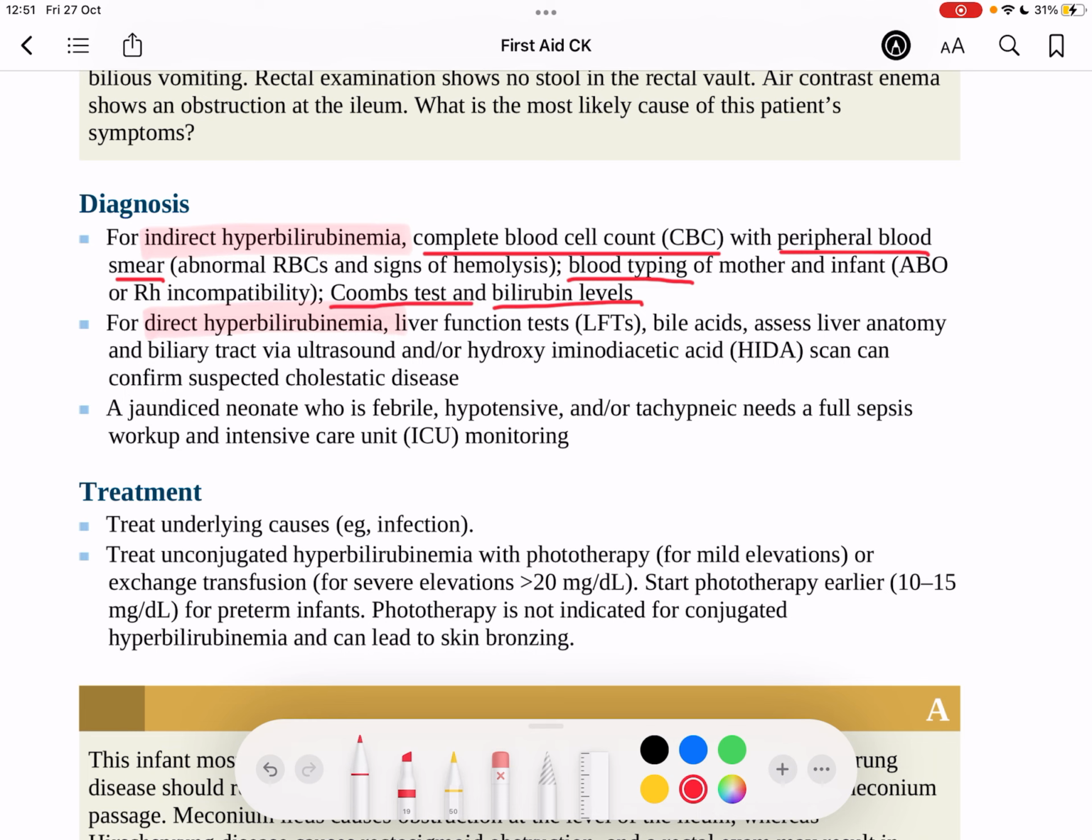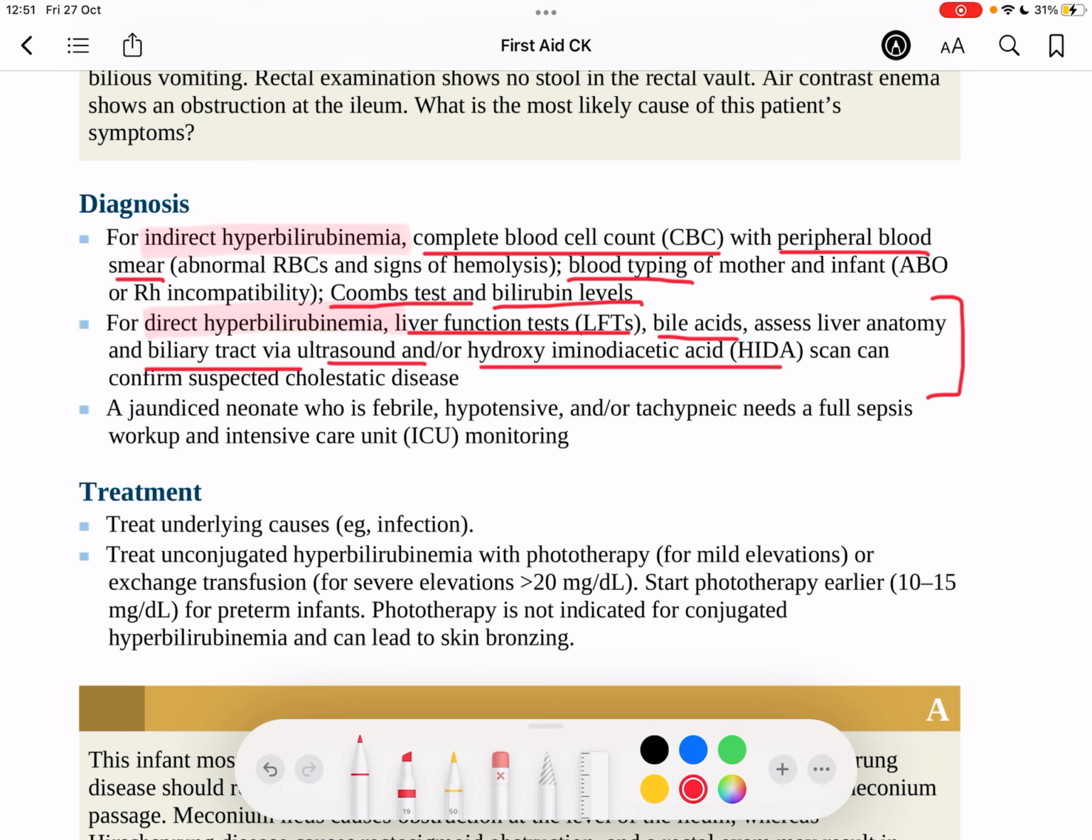For direct hyperbilirubinemia, you want to be ordering liver function tests and bile acids, and even assess the liver anatomy. You can do a biliary tract assessment via ultrasound. You can even do a HIDA scan, okay, to see whether there's any biliary atresia. Essentially, the reason why you're doing this is because you want to see, is there a problem with the liver? Is there a cholestasis problem? Is there a cyst? Is there a biliary atresia?